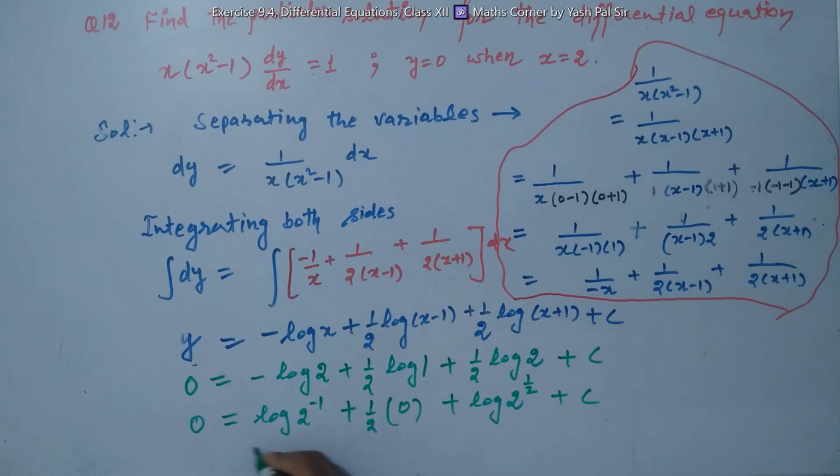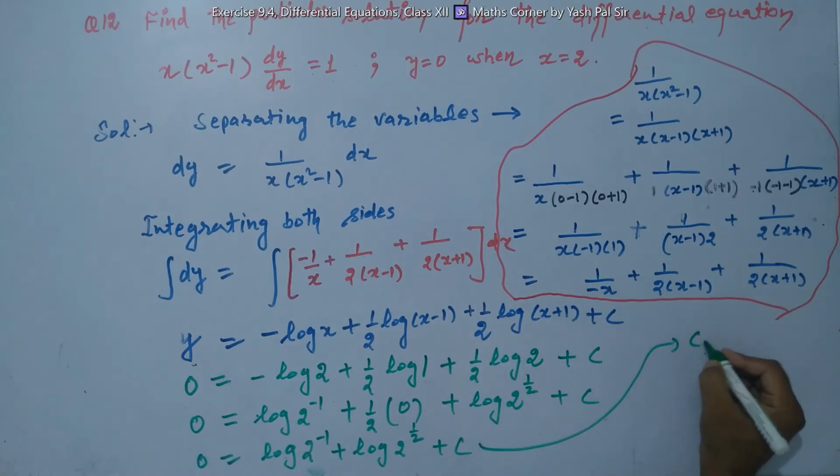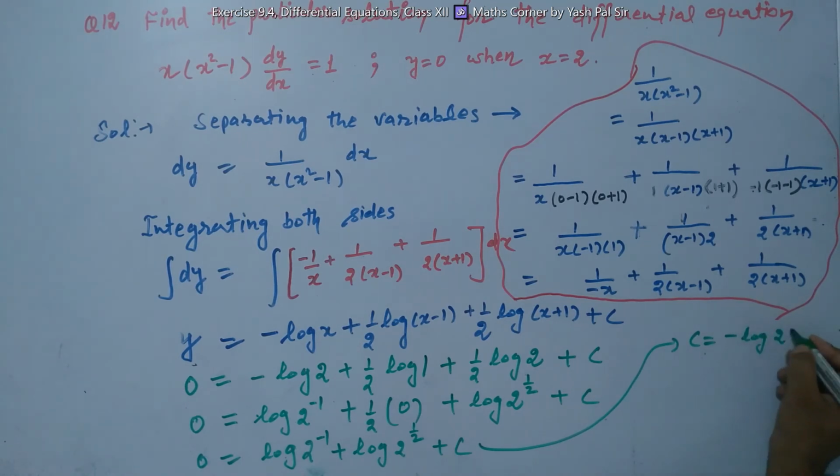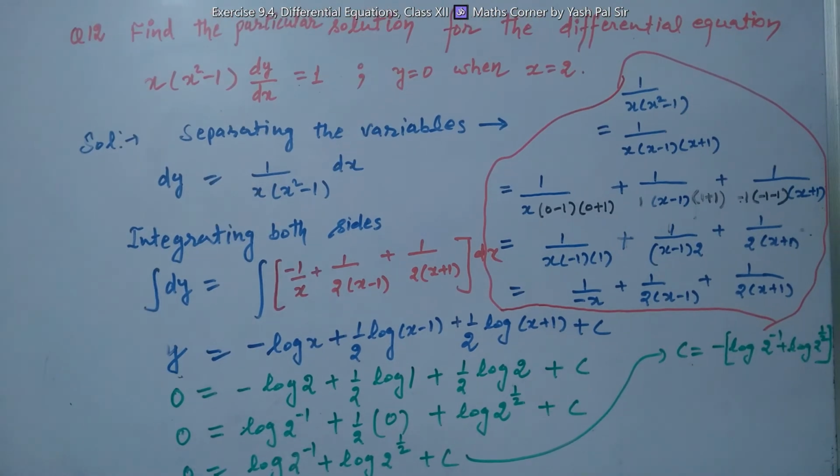So this way, 0 is equal to log of 1 upon 2, or we can say log of 2 raised to power minus 1, this whole, plus log of 2 raised to power 1 upon 2 plus c. So that means c is equal to minus log of 2 raised to power minus 1, minus is outside, plus log of 2 raised to power 1 upon 2, right.